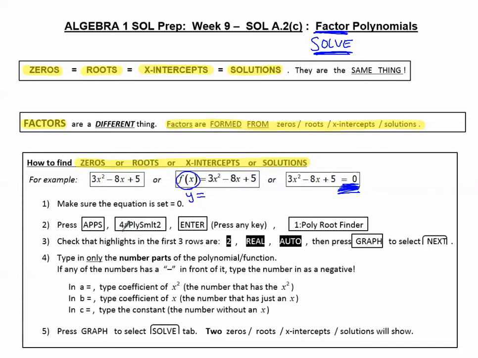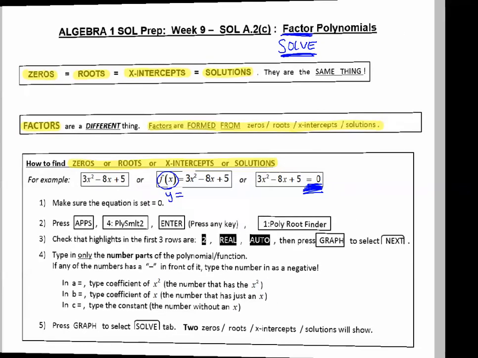We'll go to the apps and then choice 4 for simultaneous equations. And then we'll follow these steps. Now sometimes it's easy enough just to use the y equals button to graph it. Let's take a look at a couple of examples.